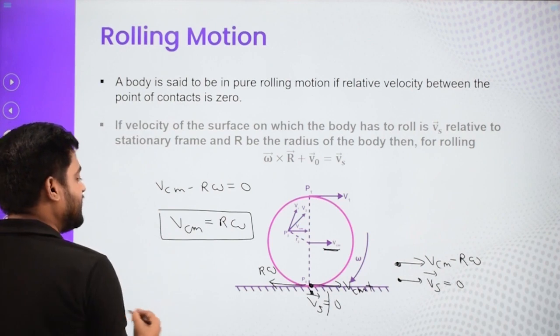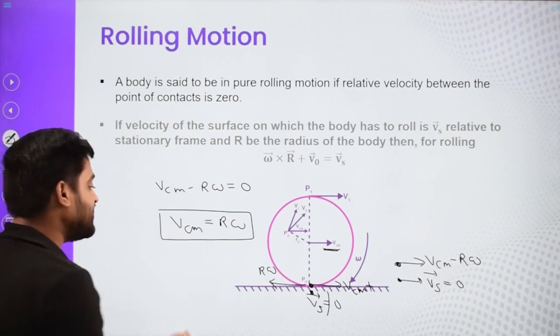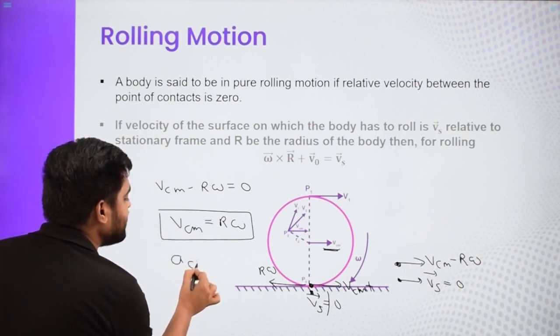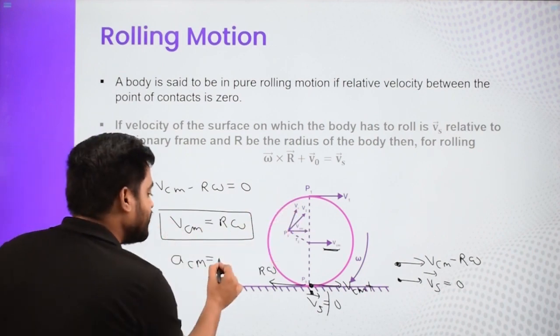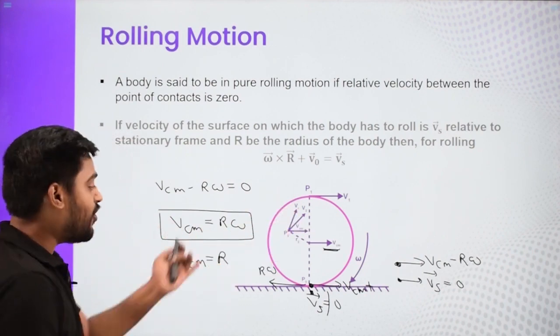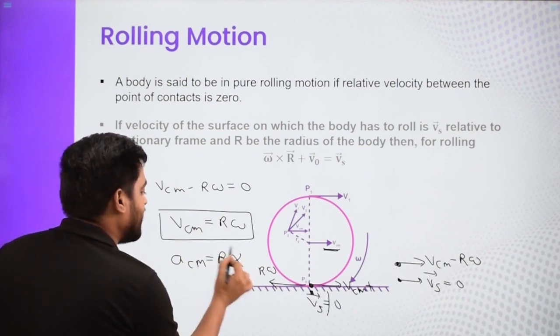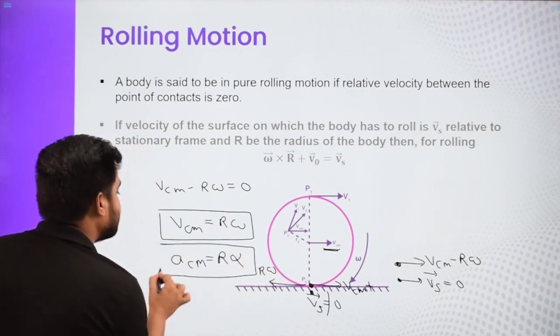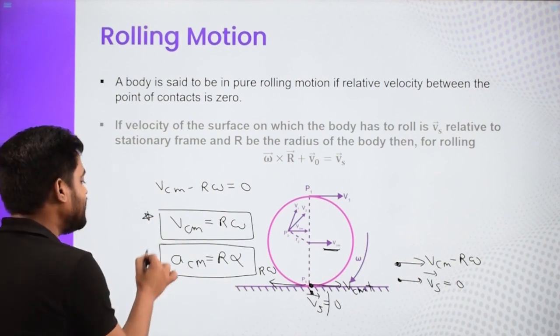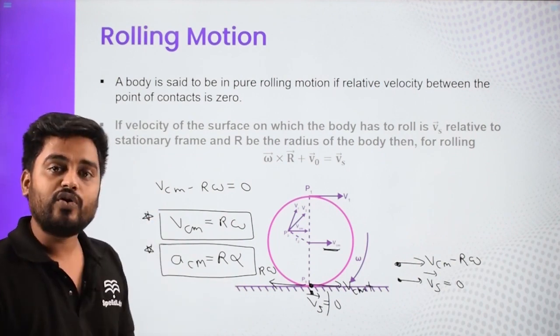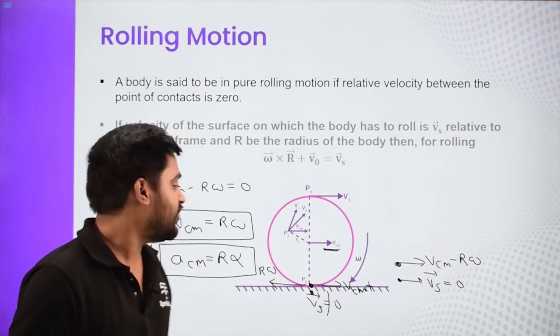If we differentiate it, what do we get? Differentiation of velocity is acceleration. So the acceleration of the center of mass, where r is the radius of the object, which is going to be constant, and d omega by dt is going to give alpha. So the acceleration of the center of mass is going to be r alpha, and these two are the conditions for pure rolling of an object that is rolling on the ground.